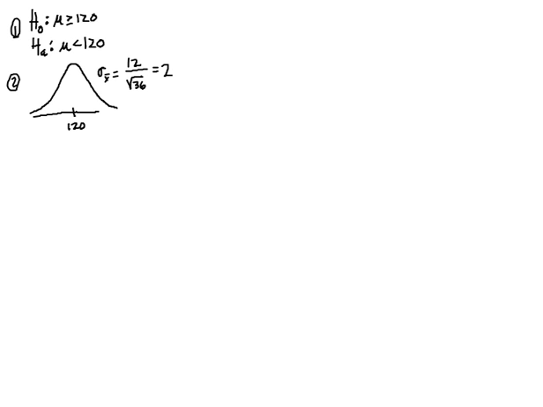Now this would be a lower tail test, and alpha is 0.05, and my critical value is 1.645. And step 3 is my rejection rule. I'm going to reject H sub 0 if Z, the test statistic, is less than or equal to negative 1.645.